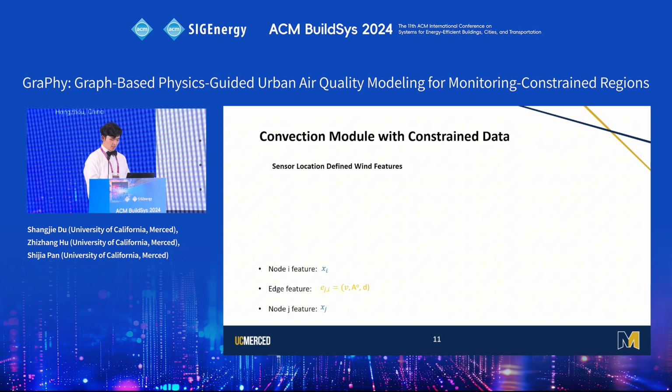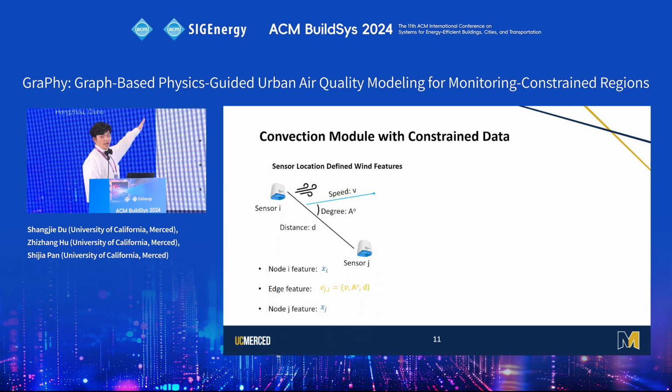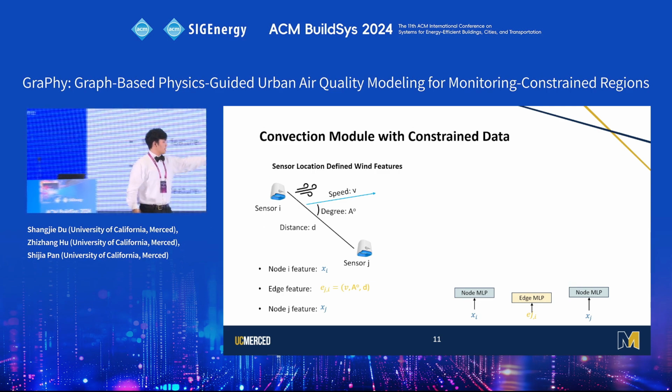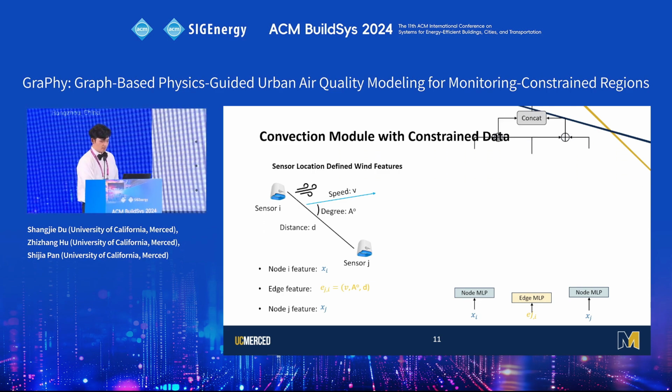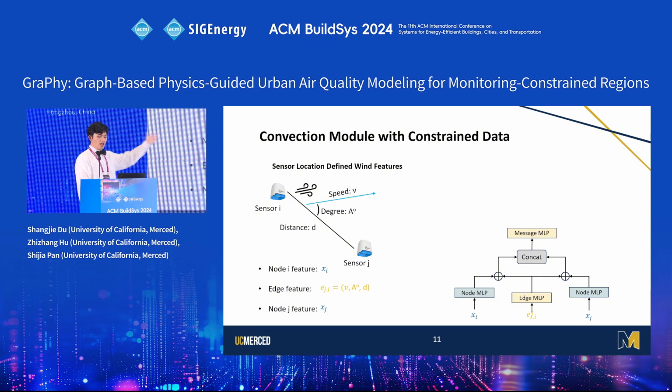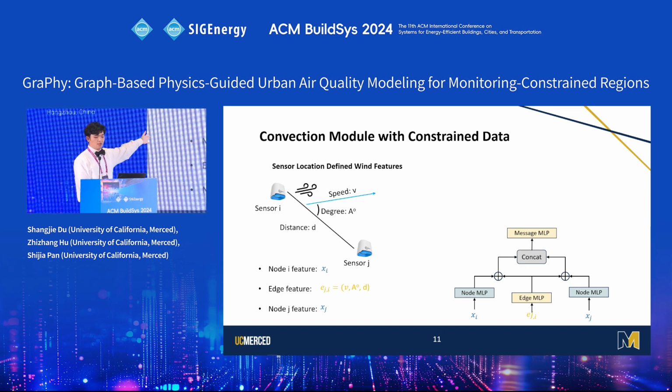Consider this. Let's say we have an edge connecting I to J on the left-hand side, where the input is the node and the edge features and the output is the updated node feature. So we have the node feature, edge feature. As the node features are initiated as the sensor readings, the edge features are the steady wind information. So that includes the velocity, the angle of the wind relative to the sensor direction, and also the distance relative to the sensors.